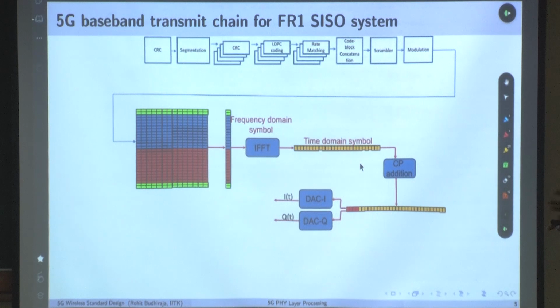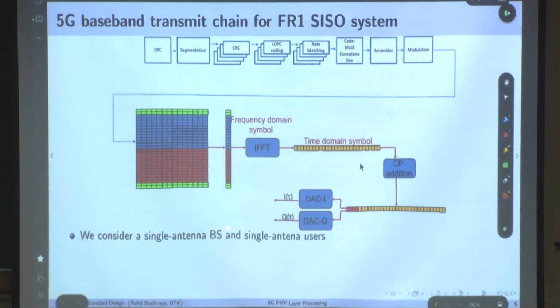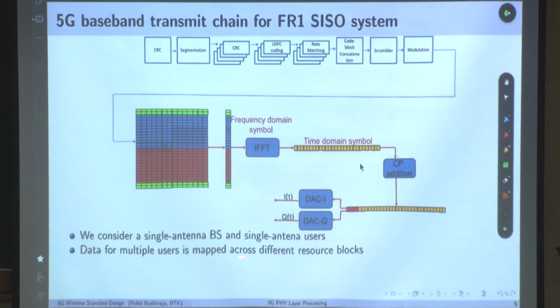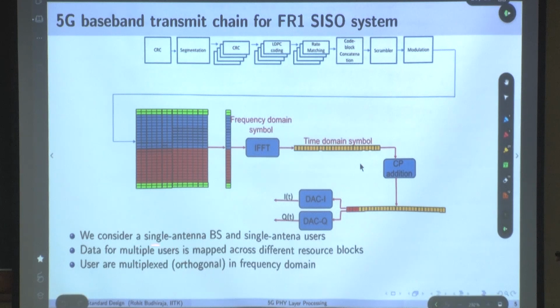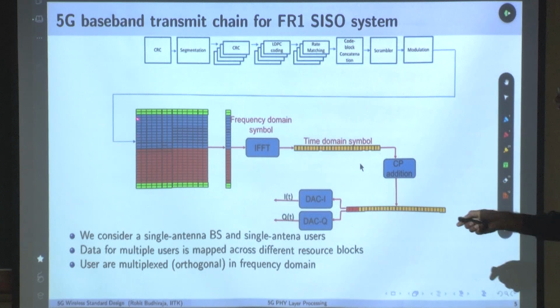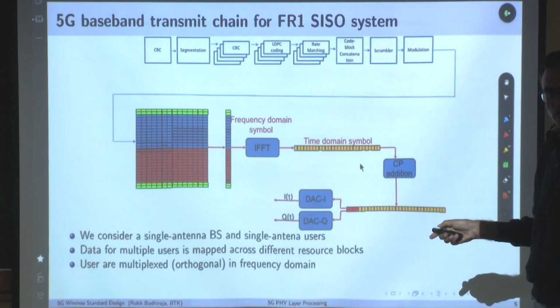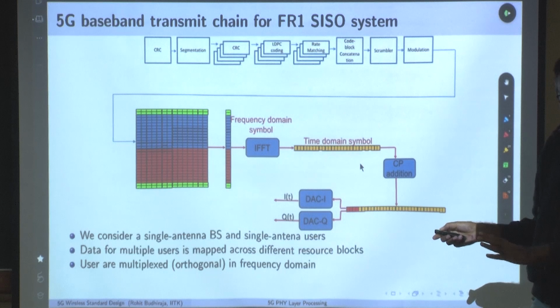Just to keep things simple, we'll quickly come to MIMO also. We consider a single antenna base station and single antenna users, multiple users. So data for multiple users is mapped across different resource blocks. One resource block over 14 symbols, another one over 14 symbols. You have seen all that, I'm just revising. So what are we saying? Users are multiplexed in the frequency domain. You can only differentiate these users in the frequency domain.